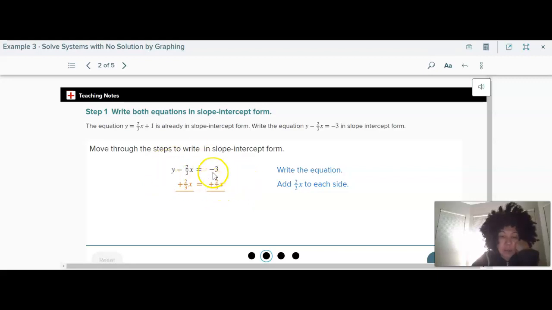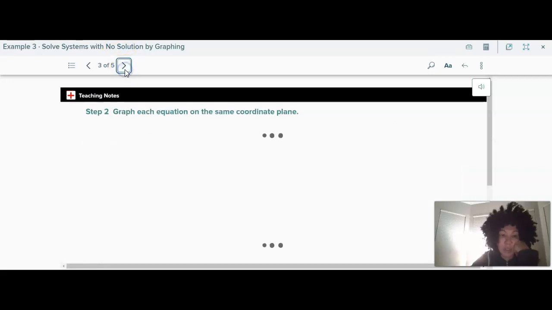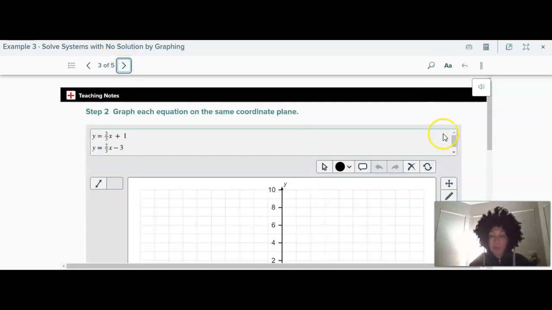So I'm going to move this over. We cannot combine these. They're not like terms. So we're just going to write them in this slope-intercept form. You can just put them next to each other. This is fine, but if you want it to be in slope-intercept form, then we'll put the x first and then the constant last. Now that they're both in slope-intercept form, we're going to graph both of them.